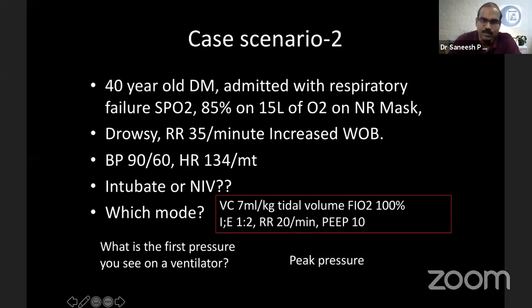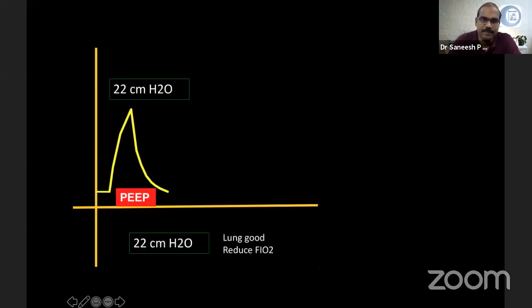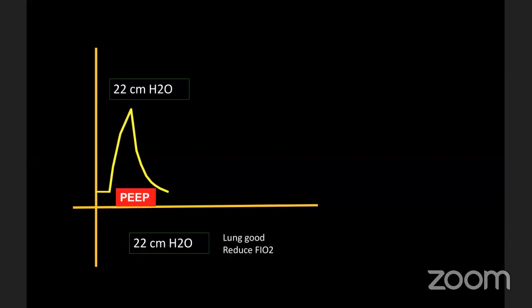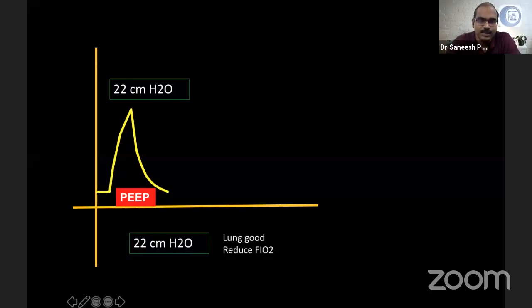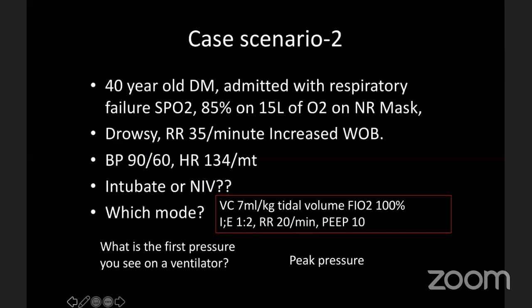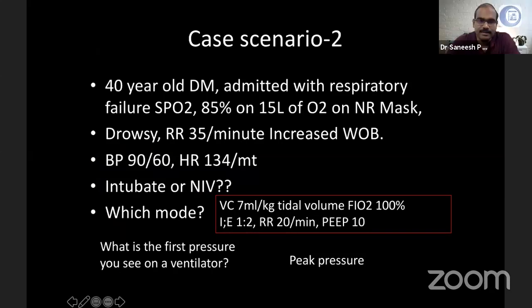Okay. So what do you look at? Peak pressure. So this is the graphic or scalar you found on your screen. Peak pressure is 22 centimeters of water. So what does it tell you? Lung is good. Peak inspiratory pressure is within normal limits. Okay. So peak pressure 22. What does it tell you?